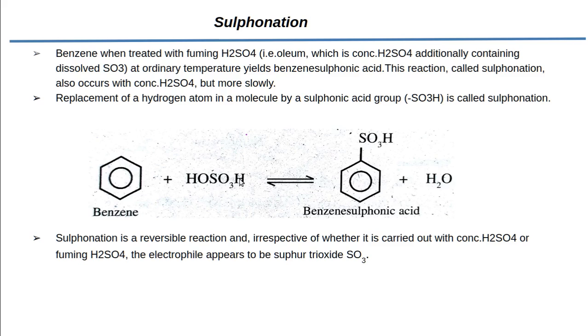So here sulfonic acid can be represented as HOSO3H. In this case the final product will be benzene sulfonic acid. Then sulfonation is a reversible reaction, and irrespective of whether it is carried out with concentrated sulfuric acid or fuming sulfuric acid, the electrophile appears to be sulfur trioxide. So in this case the electrophile is SO3, sulfur trioxide, and also the reaction is reversible. In the case of sulfonation reaction, the reverse reaction occurs in a reversible manner.